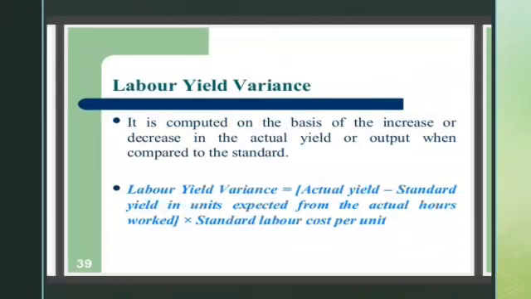Labor yield variance. This variance reveals the effect on labor cost of actual output or yield being more or less than standard yield. Labor yield variance is calculated as (actual yield minus standard yield in units expected from the actual hours worked) into standard labor cost per unit.